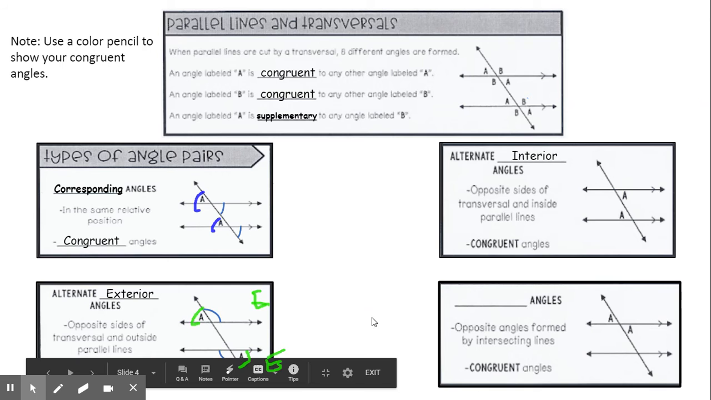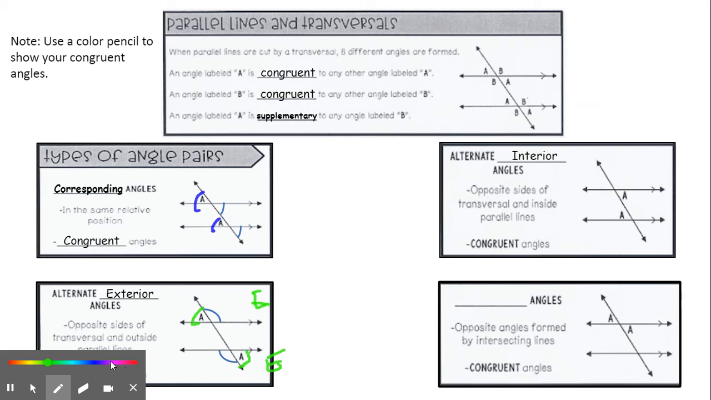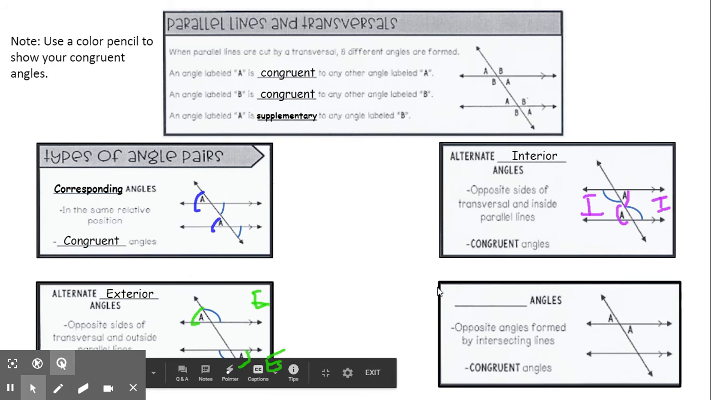Alternate interior, which tells me I want to know what's inside. Interior is in the middle, so we don't worry about the outside. So interior, interior, and we want them to alternate. They have to be on the opposite side of each other. So that's one alternate interior, the other one's another alternate interior.